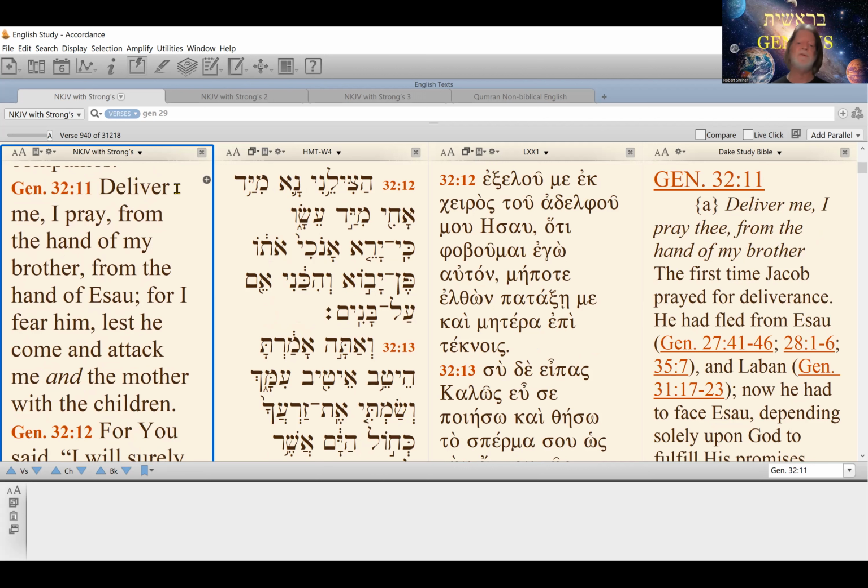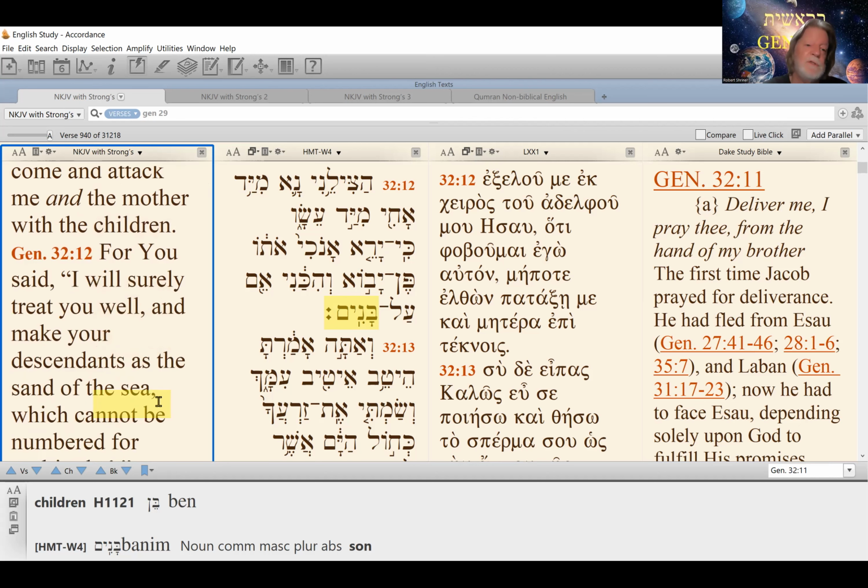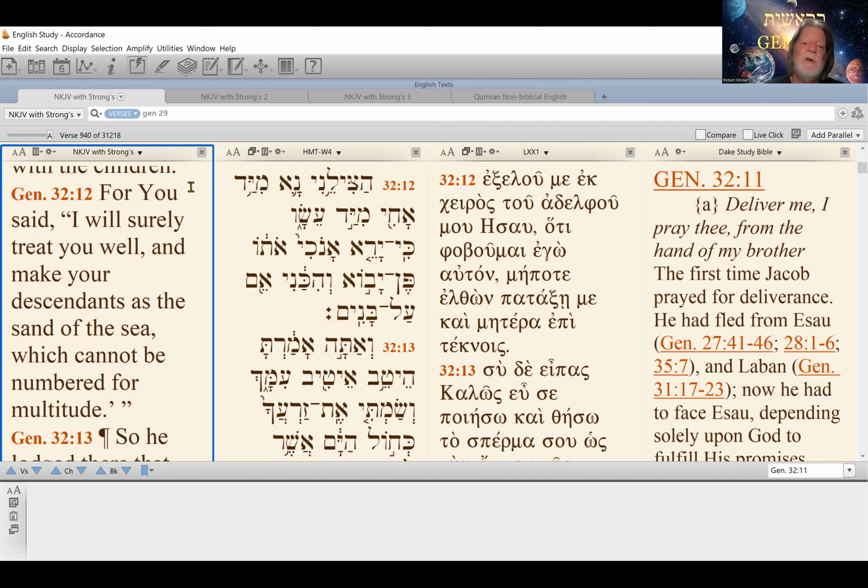Jacob goes on in his prayer, verse 11: deliver me, I pray, from the hand of my brother, from the hand of Esau, for I fear him. Yirah, again, basic word for fear, lest he come and attack me and the mother with the children. So he's afraid for himself. Esau vowed to kill Jacob, but he's afraid that if Esau is still angry, he'll kill everybody in his family and maybe take all the flocks and herds for himself because he figures he's got it coming to him. So that's the fear that he has.